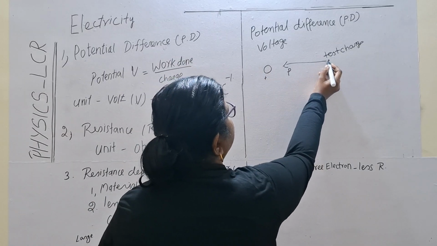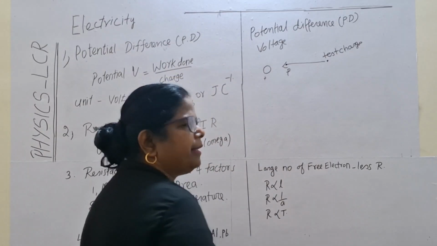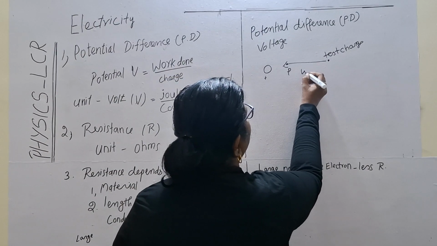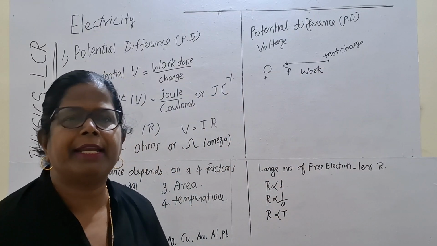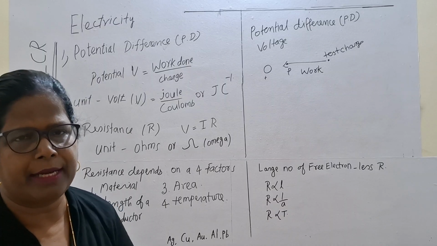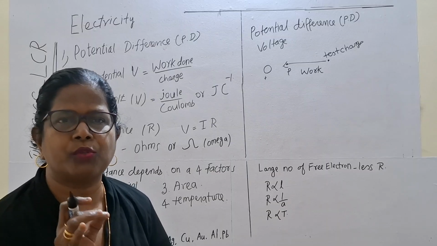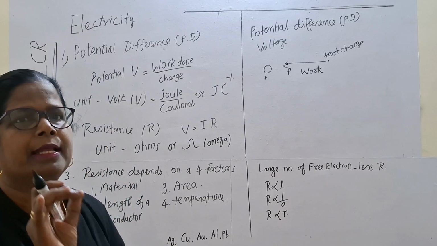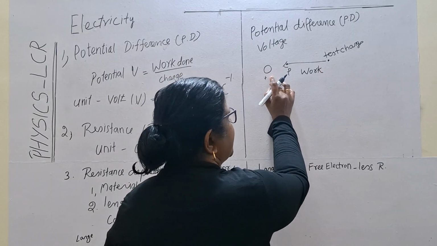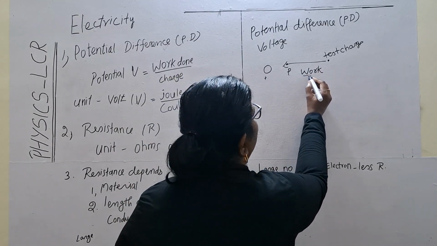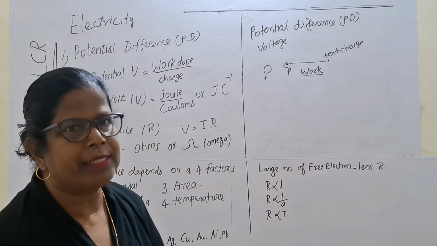When we bring this charge nearer to this position, some work should be done on the charge. That is what we call voltage or potential. Potential means: when the test charge is brought nearer to the charged body, we have to do some work. That is known as potential.